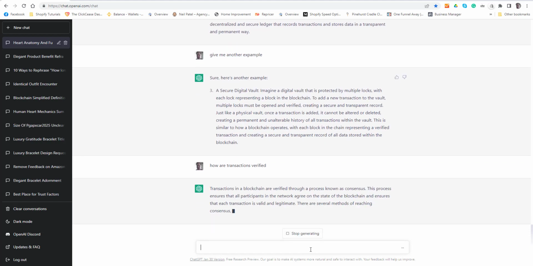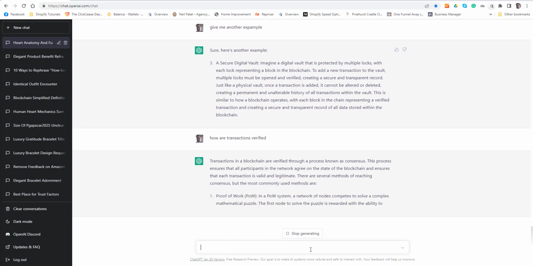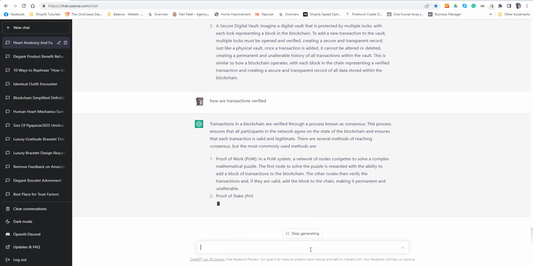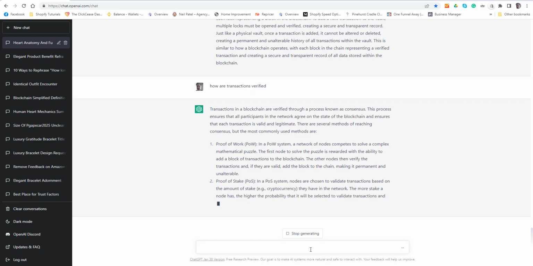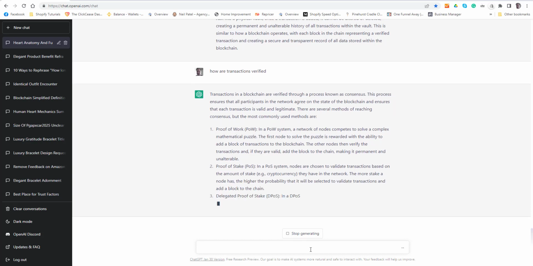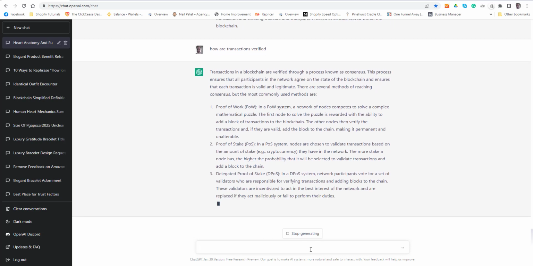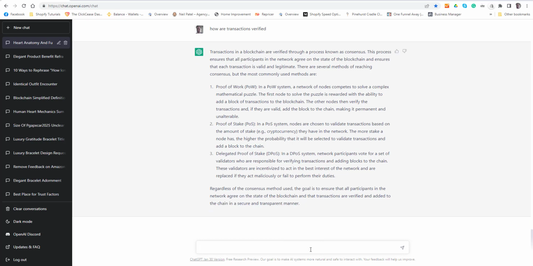So transactions in the blockchain are verified through a process known as consensus. This process ensures all the participants in the network agree on the state of the blockchain and ensures that each transaction is valid and legitimate. There are several methods for reaching a consensus, but the most commonly used are listed here: proof of work, proof of stake, delegated. And then you could go in and say, give me metaphor examples of each.